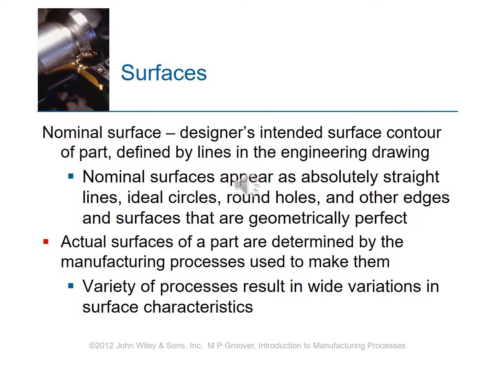The actual part is determined by the manufacturing processes. We've all seen holes that weren't perfectly round, or smooth surfaces that really weren't that smooth. And this is called variation.